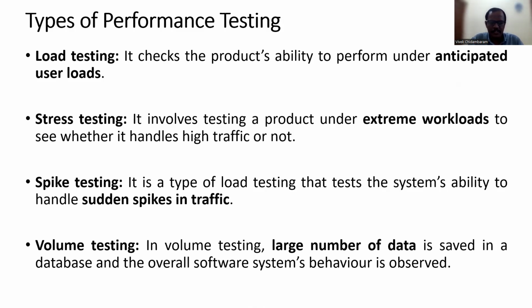And next one is spike testing. Spike testing is a type of load testing that tests the system's ability to handle sudden spikes in traffic. If there is a sudden spike when you are using it in a network, and more users use it at the same time, it should be able to handle it. For example, if any offer goes live on Amazon, more people will be accessing it at the same time. At that time also, the system should perform well.